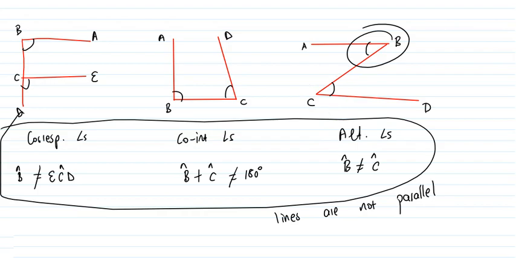But they will be equal. Your alternating angles will be equal if the lines are parallel. Your corresponding angles will be equal if the lines are parallel. And then the co-interior angles are going to add up to 180 degrees if the lines are parallel. I hope that is clear.